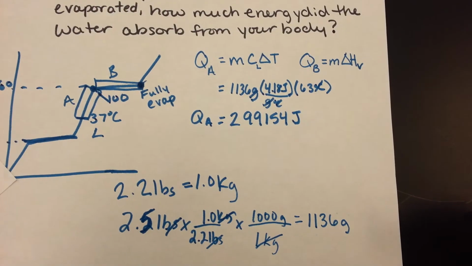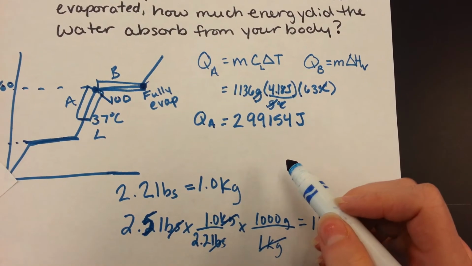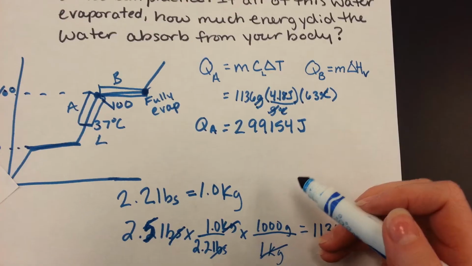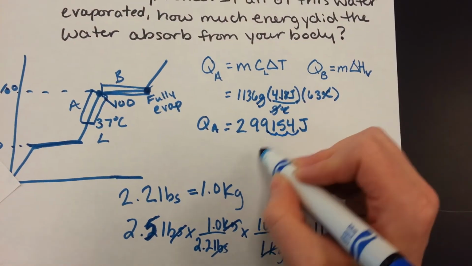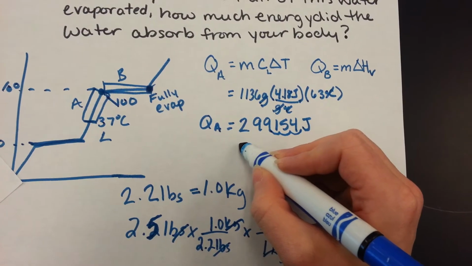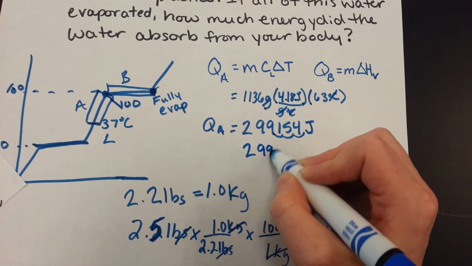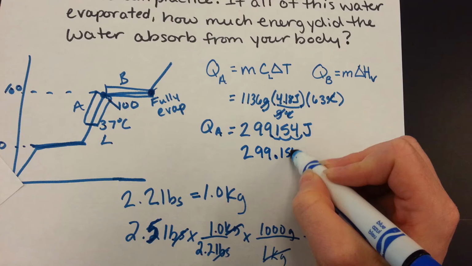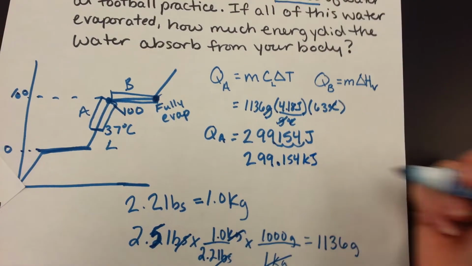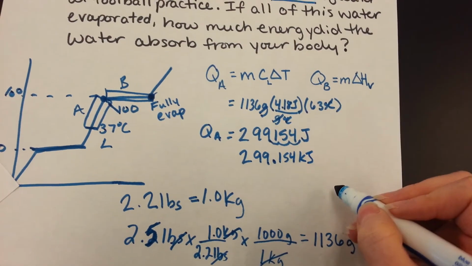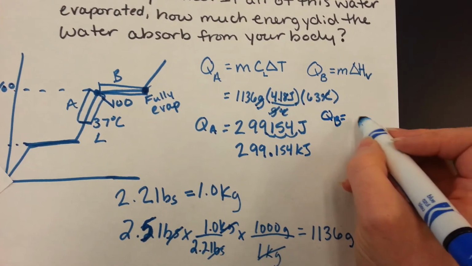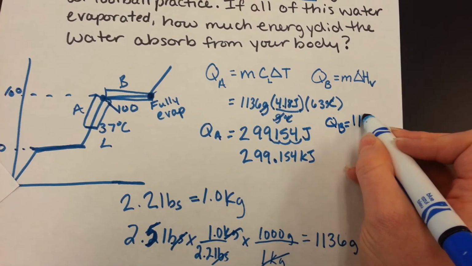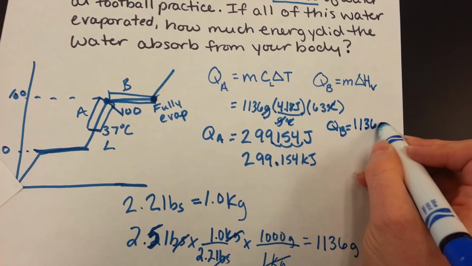So that brings us to 299,154 joules. Yes, I know that's huge. We'll go ahead and change that to kilojoules, and that would be 299.154 kilojoules. Now for the B part, our mass is still the same. It's still the same amount of sweat, so 1,136 grams.